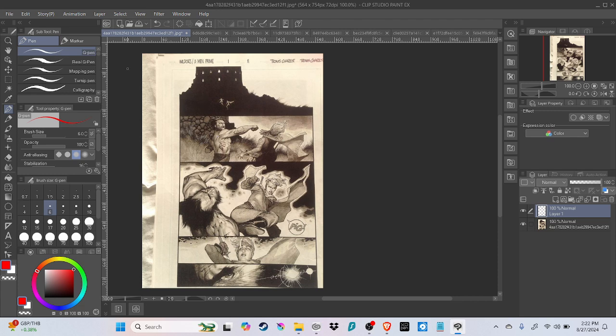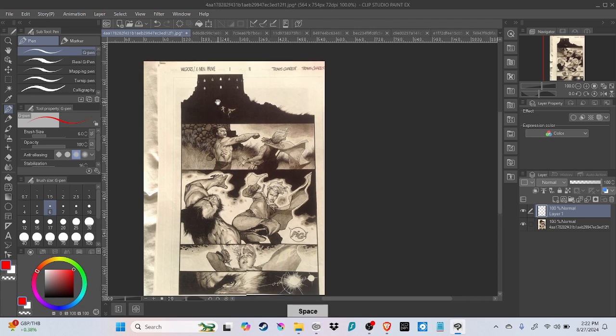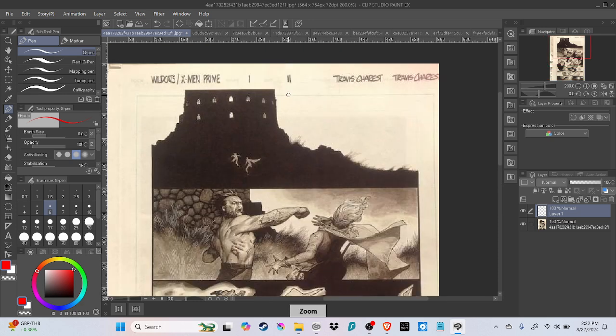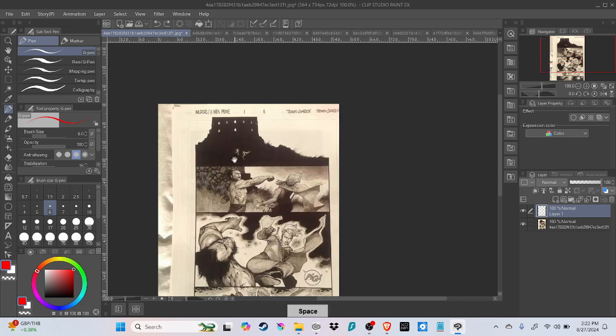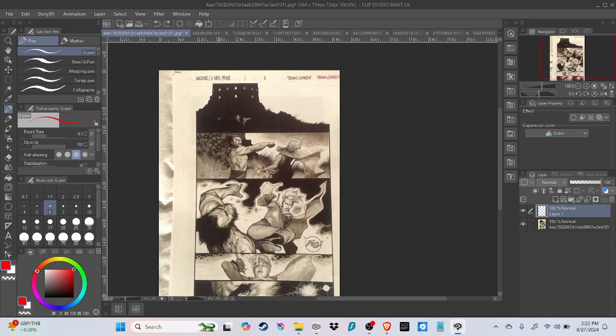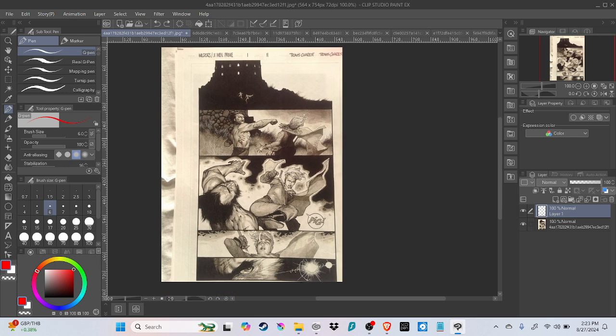Today we are looking at Travis Charest, and I hope that's how you pronounce his last name. Oh, here it is up here, Charest. So this guy did Wildcats, X-Men Prime. Like I mentioned a couple of times before, a lot of the artists I look at, I'm not always familiar with the books they illustrate. A lot of times I'm looking at these pages completely in a vacuum without knowing the full context of the story. I'm mostly interested in the storytelling techniques and the way that they organize things, right?